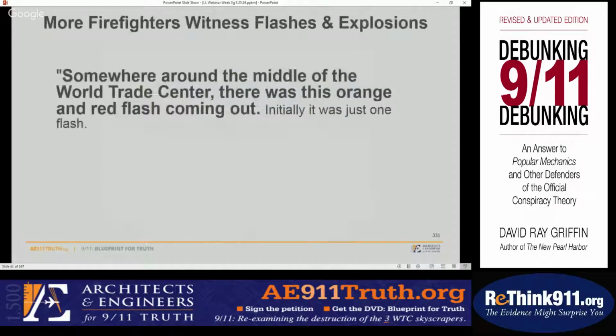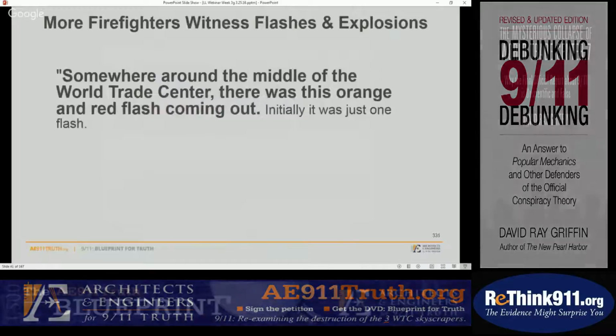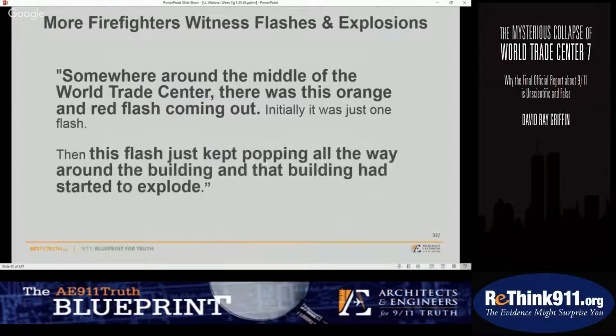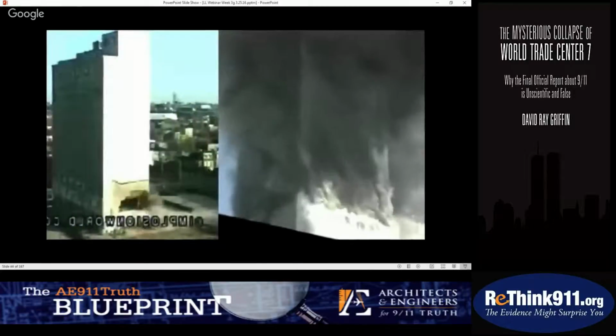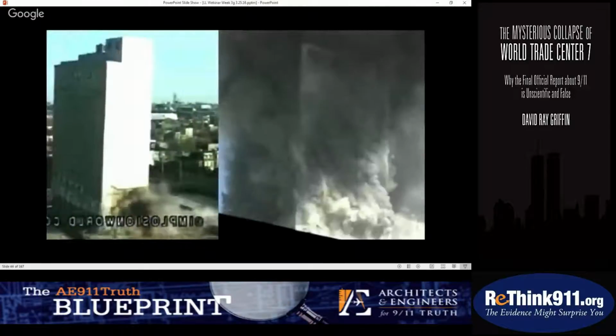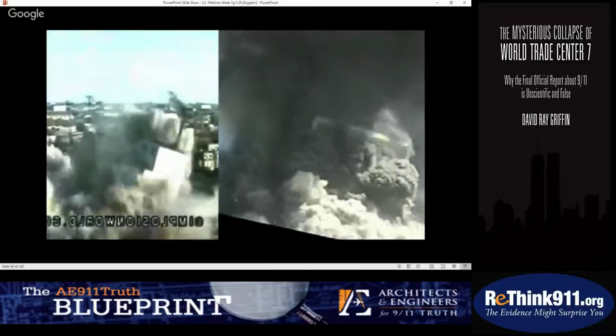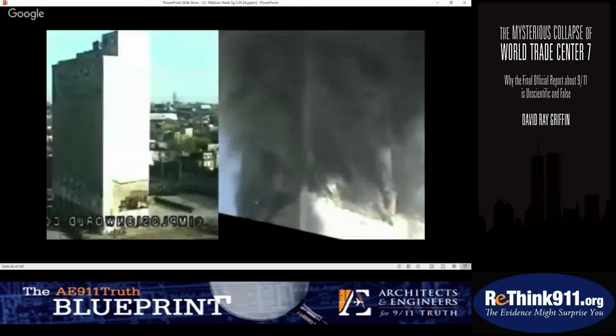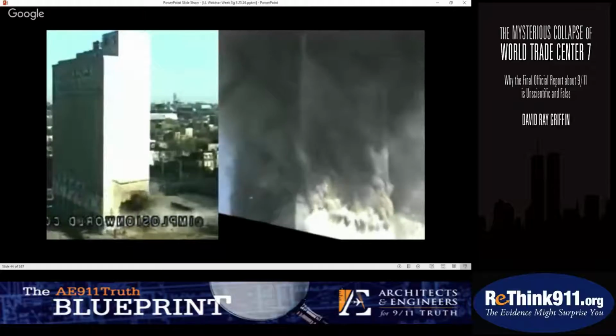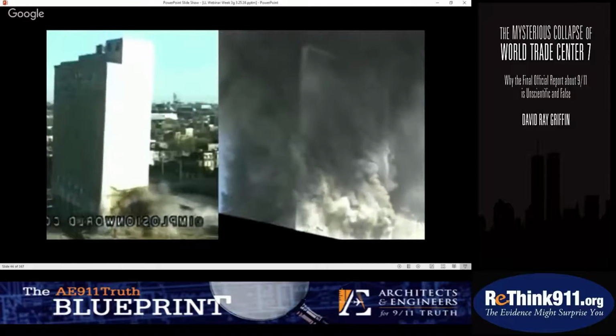Somewhere around the middle of this World Trade Center, there was this orange and red flash coming out. Initially, it was just one flash. Then the flash kept popping all the way around the building, and the building had started to explode. Let's take a look at the South Tower. On the right, a known controlled demolition on the left. Is there any similarity? Is there enough similarity to warrant an investigation into the possible use of explosives?